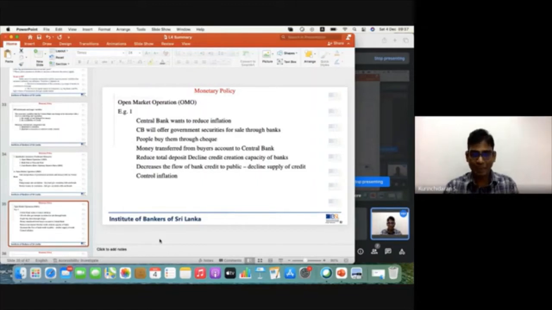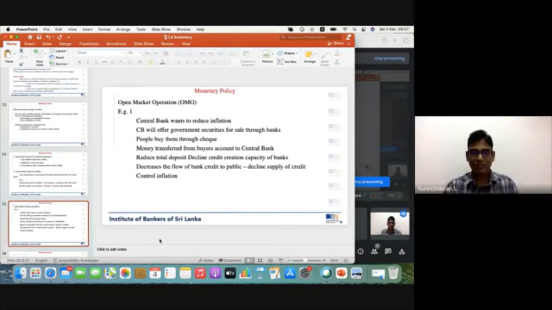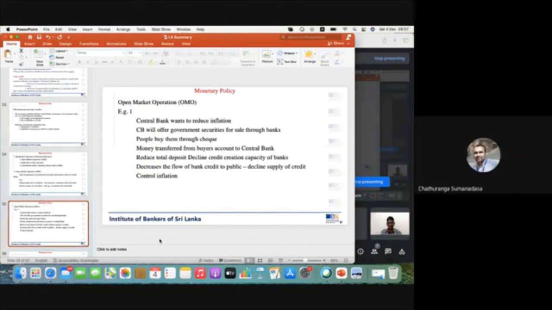Is that clear? It's clear, sir. I have a small question. Yes, sure. Earlier, during the first two or three lectures of this financial system, we learned that the government issues treasury bills and treasury bonds to meet their expenses. So, is it the same way they do it to reduce inflation, or is it another mechanism that we discuss here?